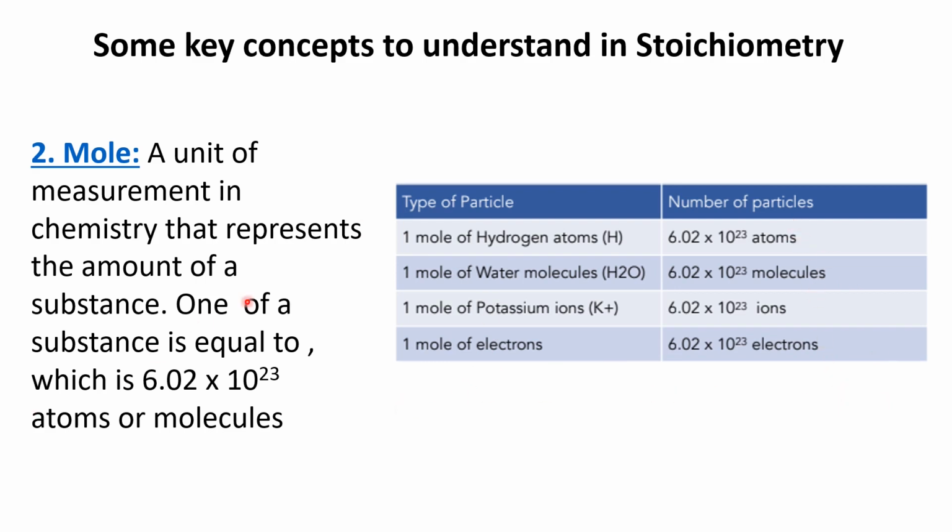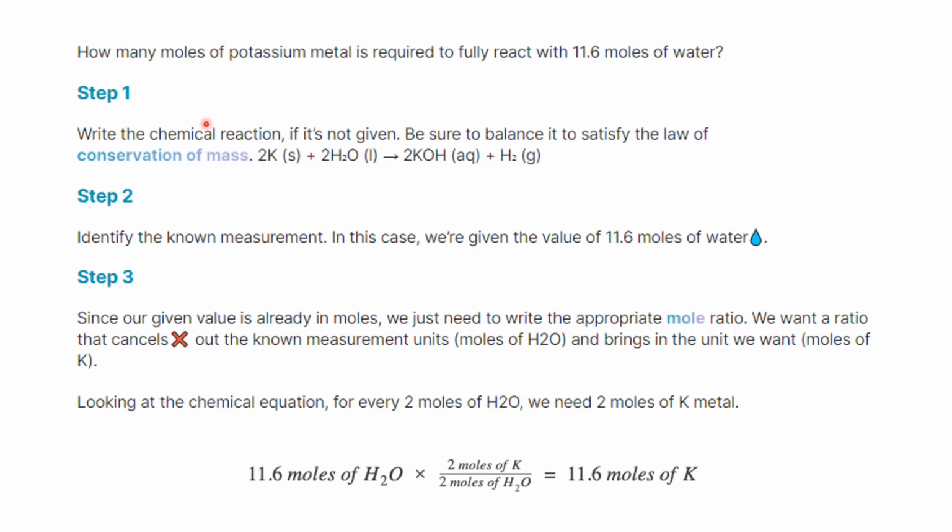Now let's see where these two concepts can be applied. The question here is, how many moles of potassium metal are required to fully react with 11.6 moles of water? In this question, we can see that there is a reaction happening between the potassium metal and the water. So the first thing is we need to write the reaction so that we can apply the law of conservation of mass. So we will write K plus H2O gives KOH plus H2. Now the next thing is balancing. After balancing, we get 2K plus 2H2O gives 2KOH plus H2.